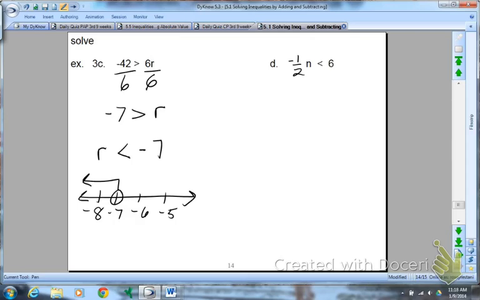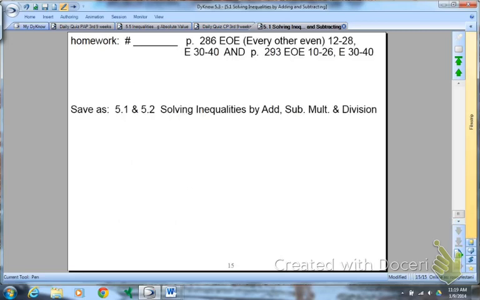In example D, negative 1/2 n is less than 6. We're going to multiply both sides by the reciprocal, which is negative 2. And because we multiplied both sides by a negative number, we flip it and get negative 12. Okay, that is the end of sections 5.1 and 5.2.